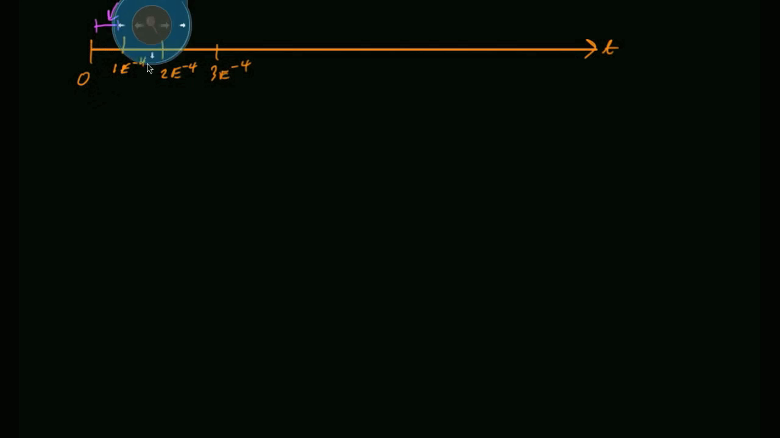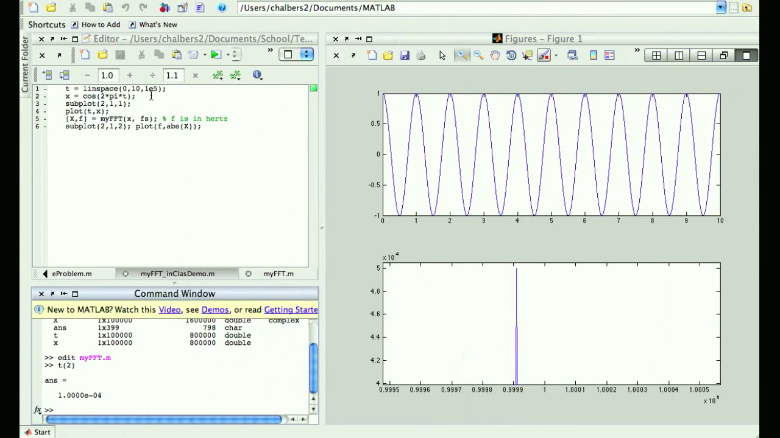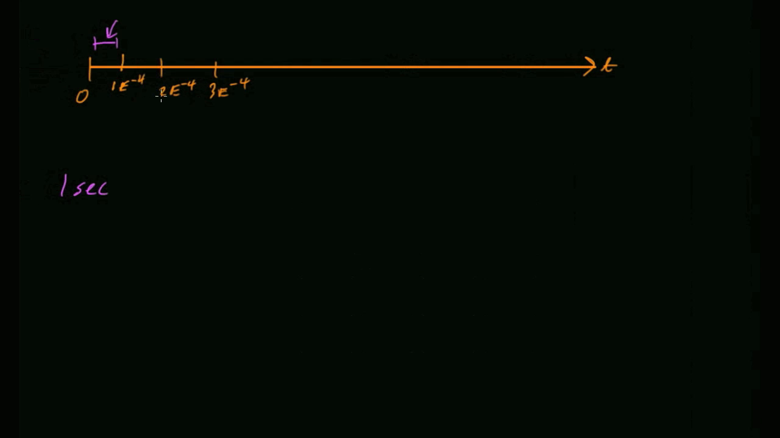In 1 second, how many points do I have? Well, look, in 10 seconds, how many points do I have? 1e5. In 10 seconds, I have 1e5. That means in 1 second, I have 1e4. So in 1 second, I have 1e4 points. That's your sampling rate, F sub s. Sampling frequency.